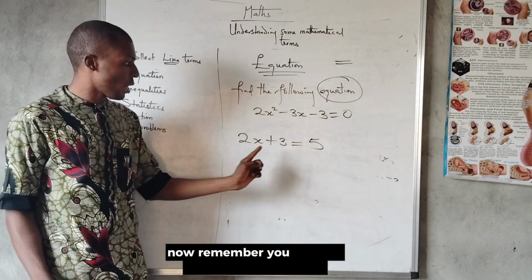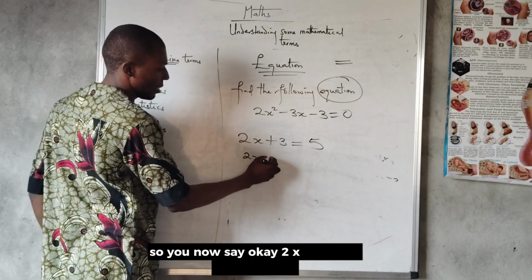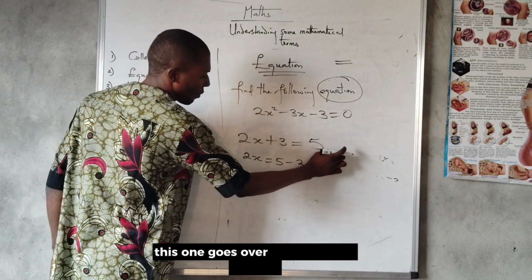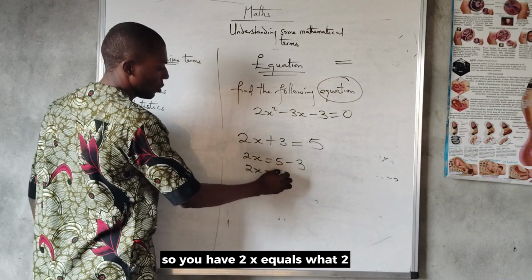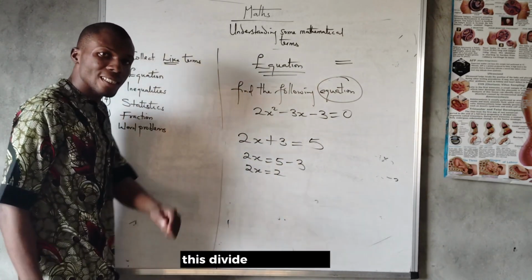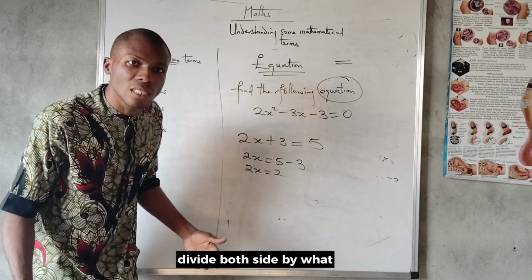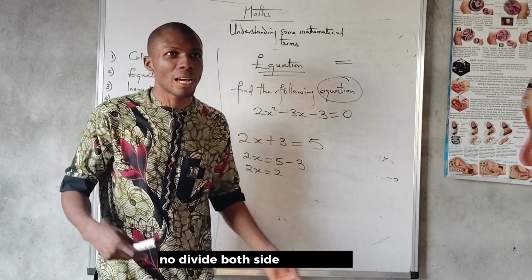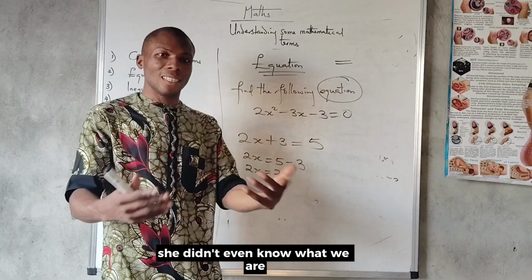Now, remember, you have to collect like terms, right? So you now say, okay, 2x equals 5 minus 3. This 3 goes over here and becomes minus 3. So you have 2x equals what? 2. Now divide both sides by what? There's a girl I caught, and she was like, no, divide both sides by 2, everything is divide both sides by 2. She didn't even know what we are doing.